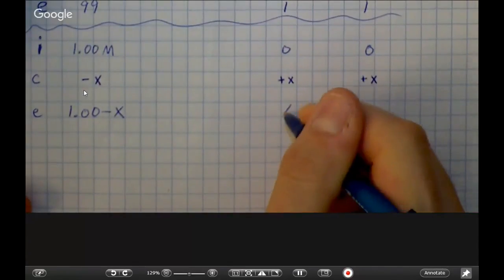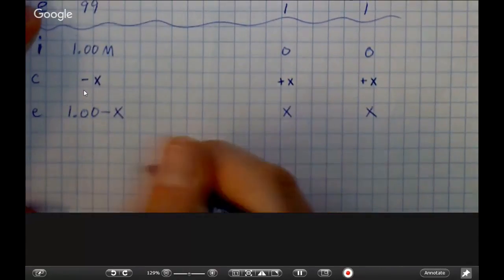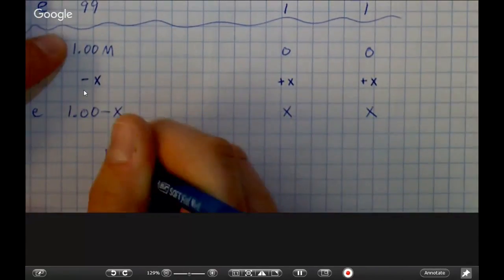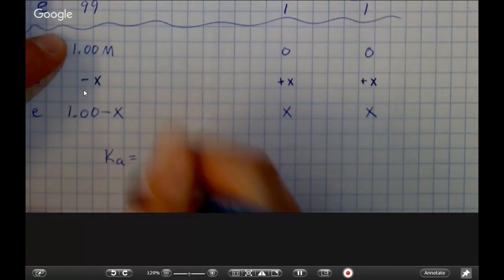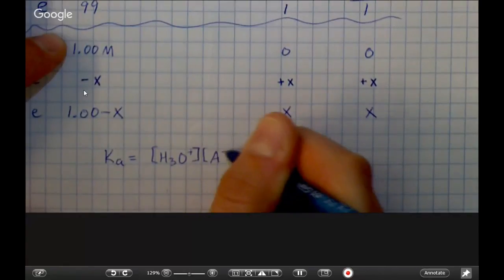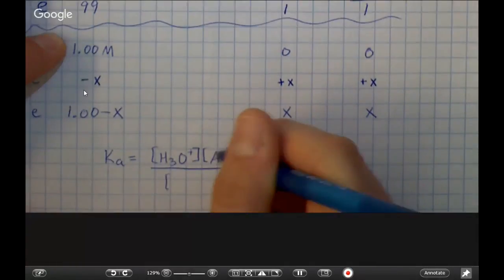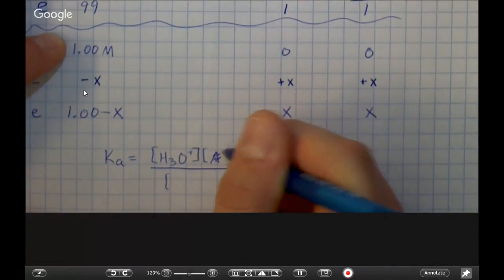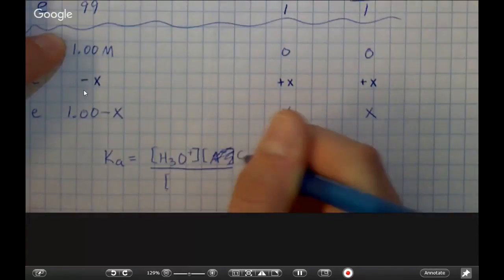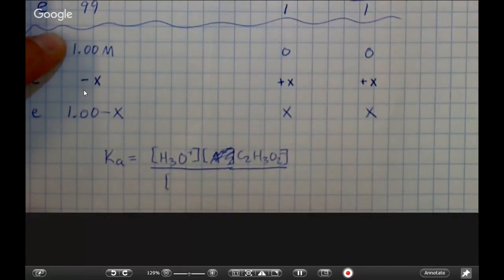And then over here, we have X and X. Okay. So at this point, if we go back and write out our equilibrium expression, Ka is going to be equal to hydronium times our anion concentration, divided by, and I shouldn't say A, I should say C2H3O2. It's a very long line there. And then on the bottom is our acid.